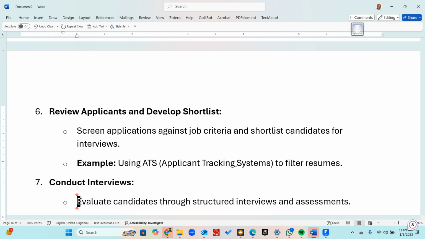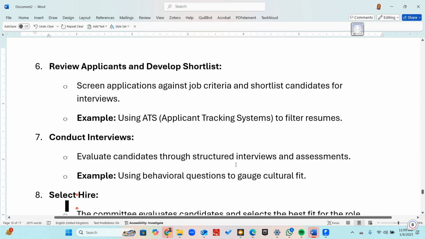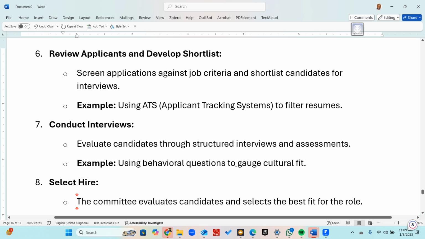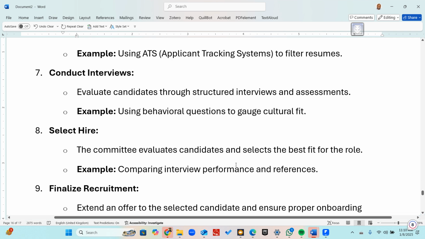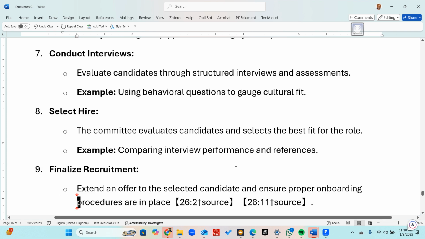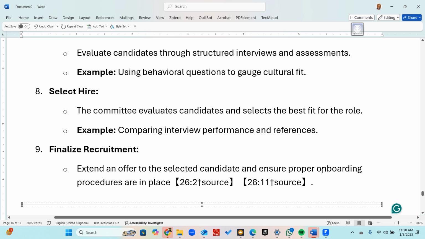Six, review the applicants and develop a shortlist. When you've posted it, people will apply, so you review the applicants and develop a shortlist. Some companies use an ATS, the applicant tracking system, to filter resumes by searching for keywords. Seven, conduct interviews, evaluating through structured interviews and assessments, using behavioral questioning to gauge cultural fit. Then select and hire. The committee evaluates the candidates and selects the best fit for the role, comparing interview performance with references, finalizing recruitment and extending the offer to the candidate to ensure proper onboarding and orientation.